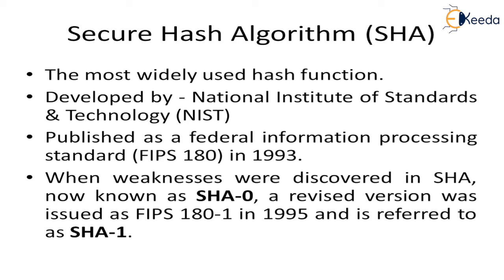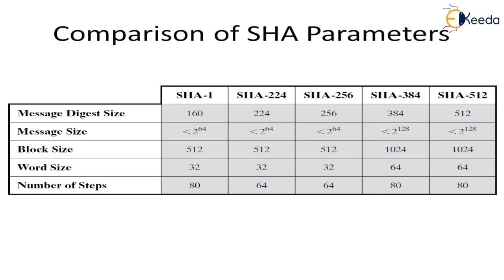The most widely used hash function is SHA, developed by the National Institute of Standards and Technology. It was published as a Federal Information Processing Standard, FIPS 180, in 1993. When weaknesses were discovered in SHA, now known as SHA-0, a revised version was issued as FIPS 180-1 in 1995 and referred to as SHA-1.